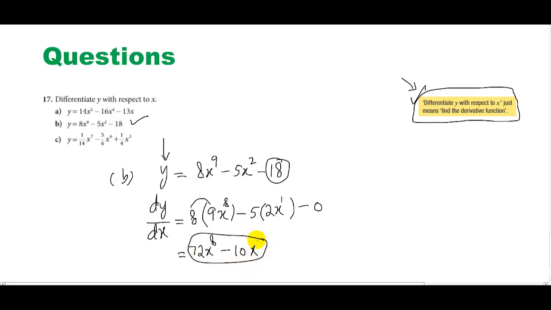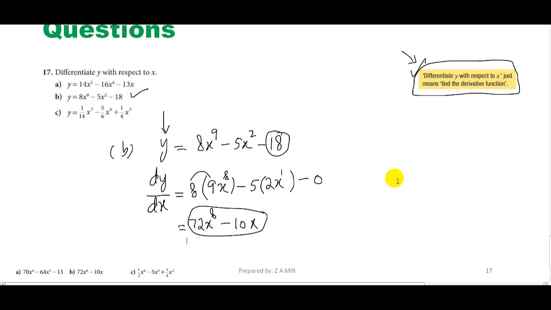This is the answer. Sir, one minute, please don't erase here, let me note it down. So let me check the answer of B part. So the B part is over here. This is the answer. Our answer is correct.